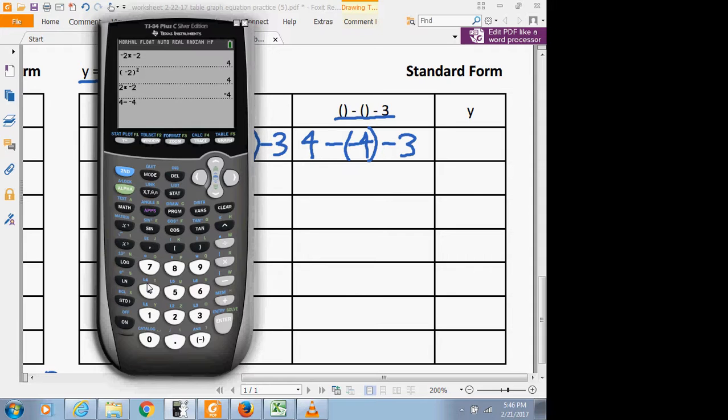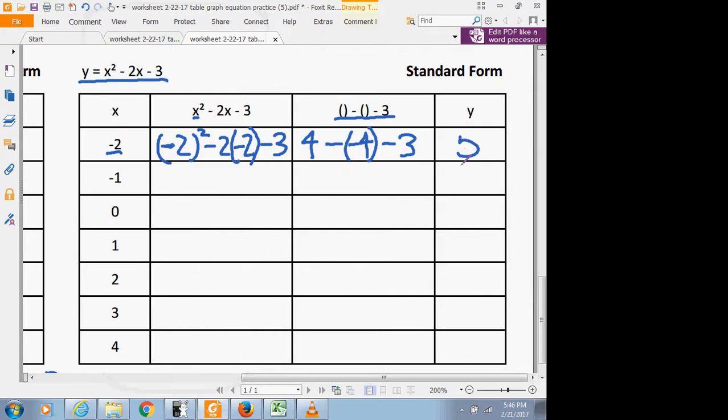And you can see here the difference between the minus and the negative. Minus is the button on the right. Negative is the button on the bottom. 4 minus negative 4. You'll see that's actually the same thing as adding. If I take away a negative, it's the same as adding a positive. I get 8. Okay. So I have 4 minus negative 4 gives me 8. 8 minus 3. I'm going to do that on the calculator, even though most of us can do that in our heads. Minus 3 equals 5. So y equals 5.